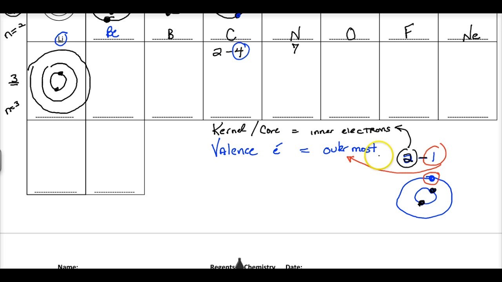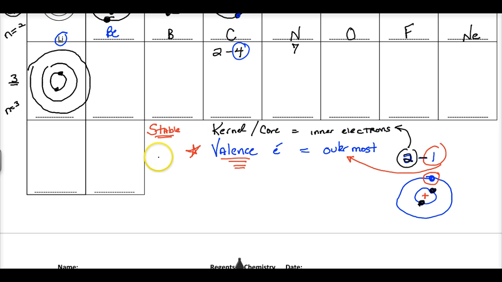Which one do you think is easy to remove? The one that's closest and being controlled by the nucleus, or the one that's farther away? Yes, the ones that are easy to remove are the valence electrons. Okay, they are not as stable. Kernel electrons are very stable. They're going to stay that way unless you add them.